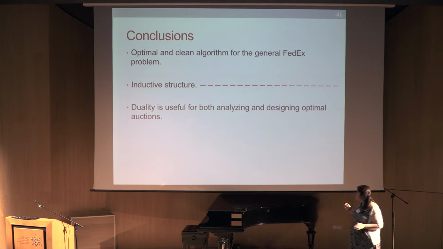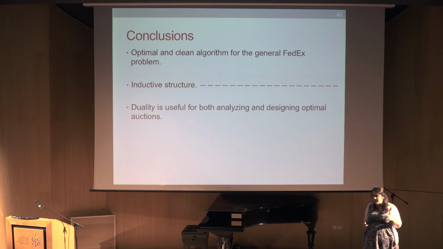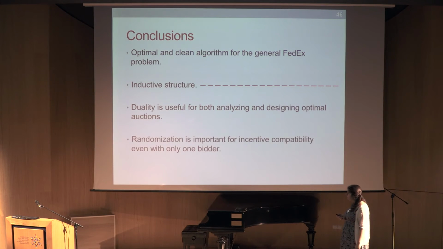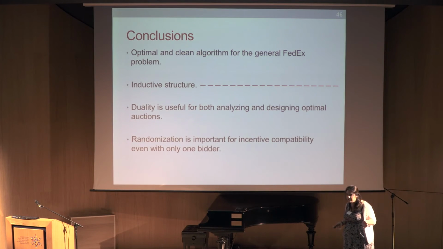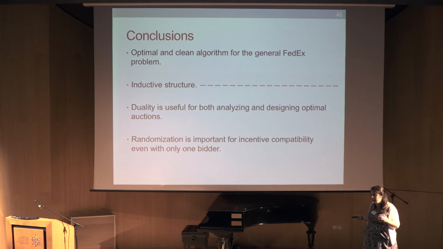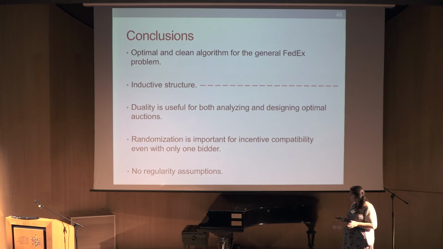So as I said, duality is really useful, not just for proving optimality, but also for coming up with what the optimal thing to do is. And this is coming out more and more now in all of these recent optimal and approximation results. We also see that randomization is important for the optimal mechanism, even with only one bidder, which is not the case in the single-dimensional setting. We need randomization here, even for incentive compatibility among the different deadlines for a single bidder. And as I mentioned, we have no regularity assumptions.